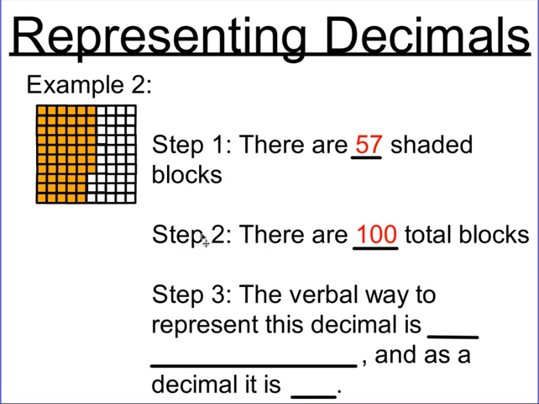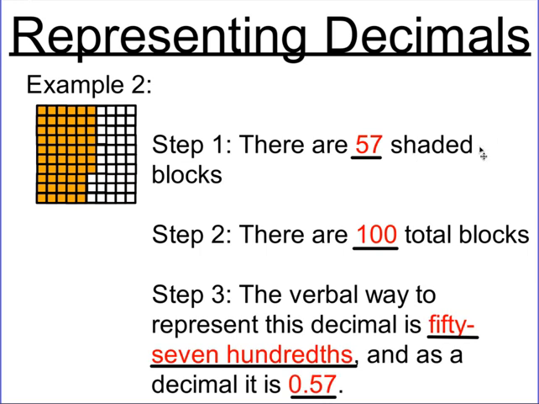So the way you would say this decimal out loud, or if you're writing it as a fraction, you would say them both the same way. You would say 57 hundredths. And in decimal form, the way you write that number is 0.57. 57 hundredths is 0.57.